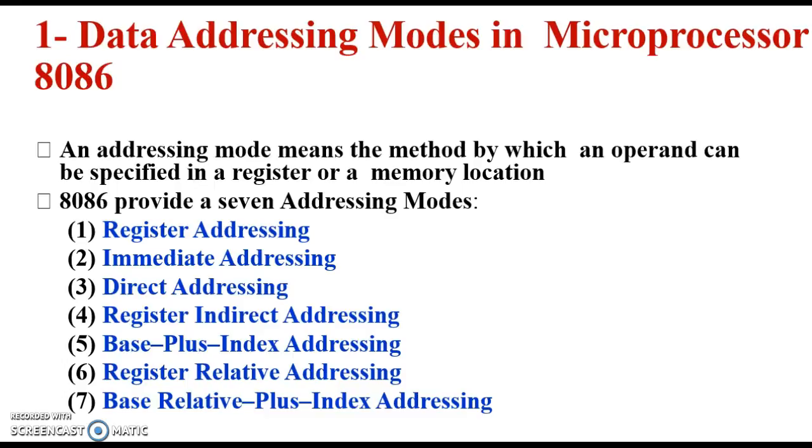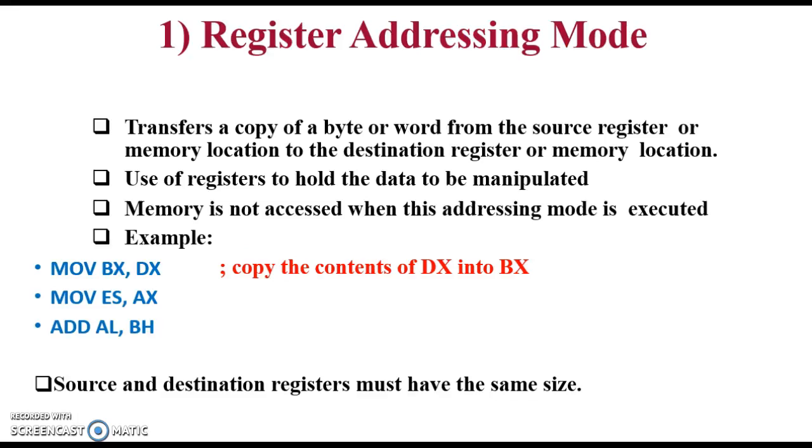Let us start data addressing modes in 8086. There are a total of 7 data addressing modes. The first one is register addressing mode, then immediate addressing mode, direct addressing mode, register indirect addressing mode, base plus index addressing mode, register relative addressing mode, and base relative plus index addressing mode.